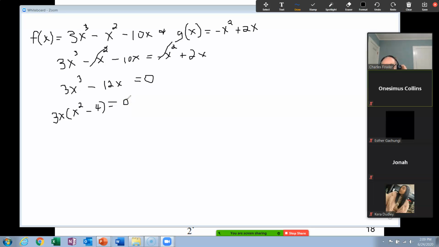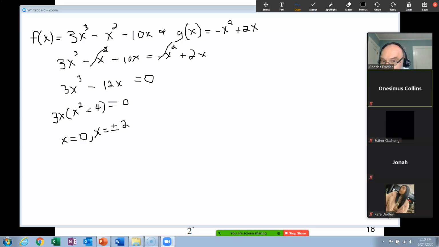This is equal to 0. All right. Now obviously the factor 3 will never equal 0, so throw that one away. However, x can be 0, so there's a place where they intersect, x equals 0. But not just there. From this term, you get that x is either, or what? Plus or minus 2. Because this factor is x plus 2 times x minus 2, and that gave you x equal negative 2 or x equal positive 2. You have 3 points of intersection.